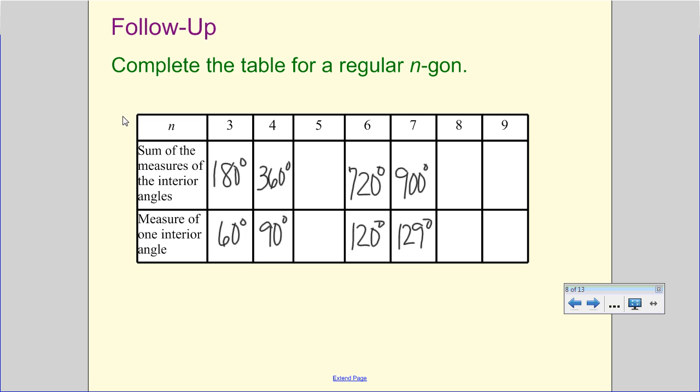All right, so we're taking the sum and dividing it by n, the number of sides. We did an octagon together, and that was 1,080 degrees. And when we divide that by 8, we get 135 degrees. So your job right now is to find the sum for a 5-sided figure, find the sum for a 9-sided figure, and then find the measure of one interior angle. So you're going to do that now, and we will check it.